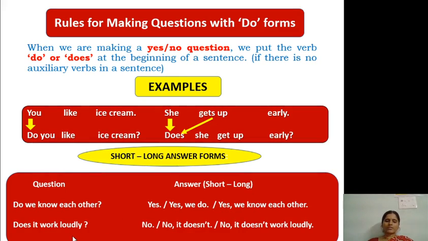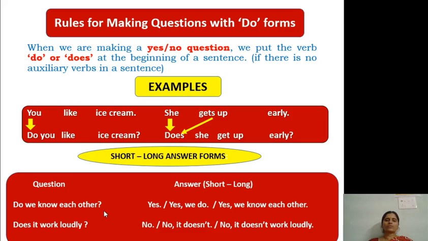And see one more example. Does it work loudly? It is the third person singular, so I have used does as the helping verb to frame the question. Now, the possible answers are: we can simply say no, or we can say no, it doesn't, or we can say no, it doesn't work loudly. So, these are the possible responses that we can give to such questions.